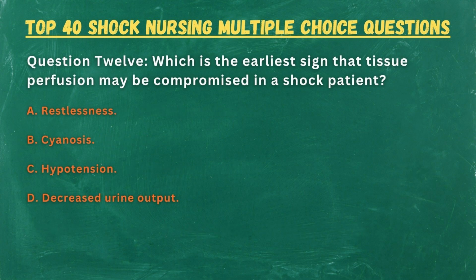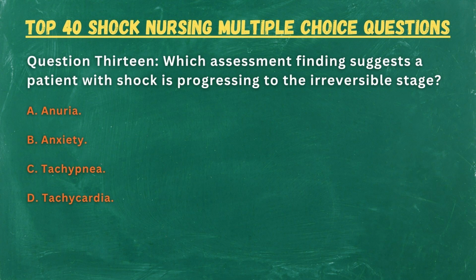Question 12. Which is the earliest sign that tissue perfusion may be compromised in a shock patient? A. Restlessness. B. Cyanosis. C. Hypotension. D. Decreased urine output. Answer. A. Restlessness.